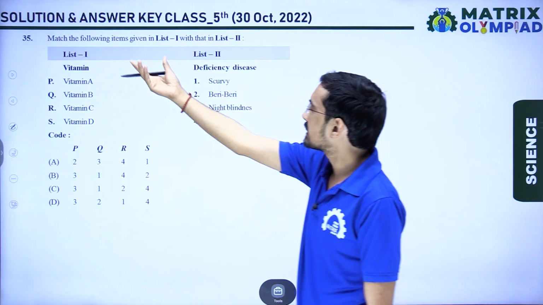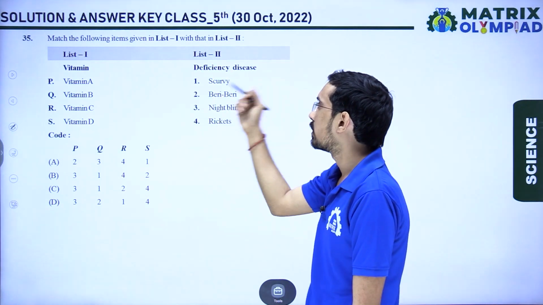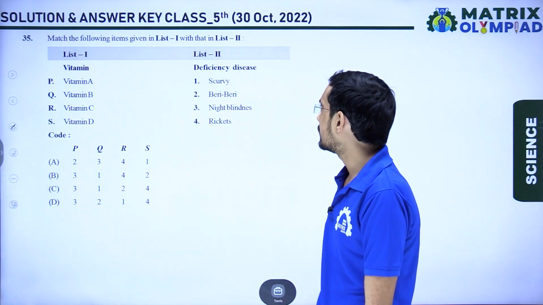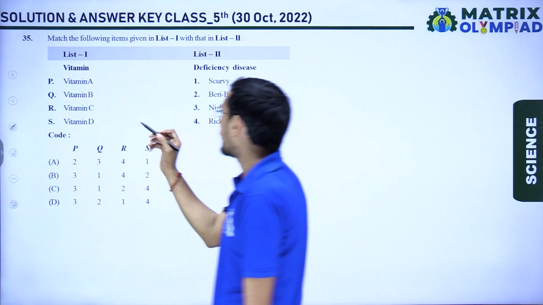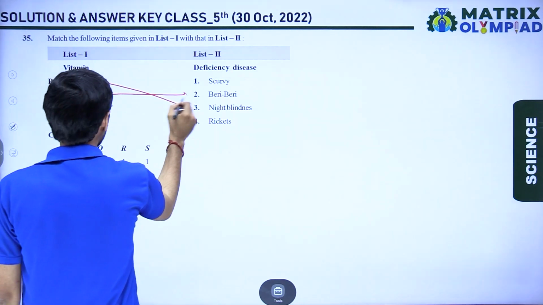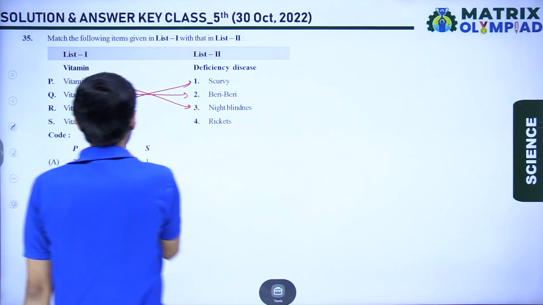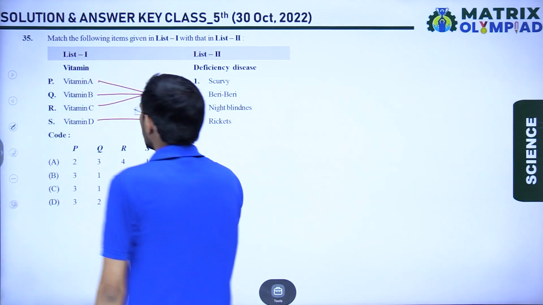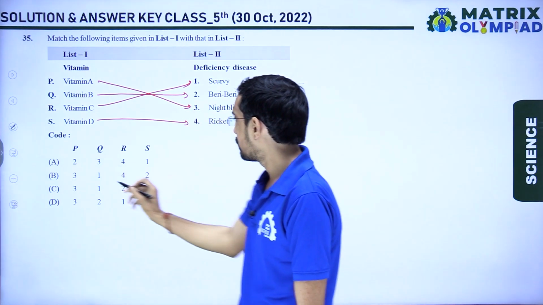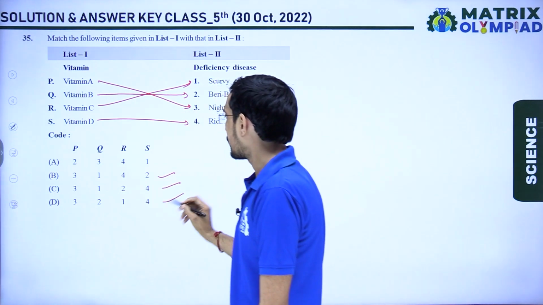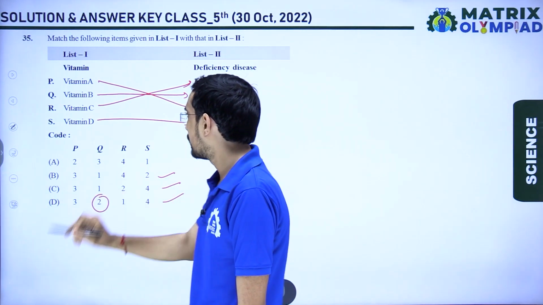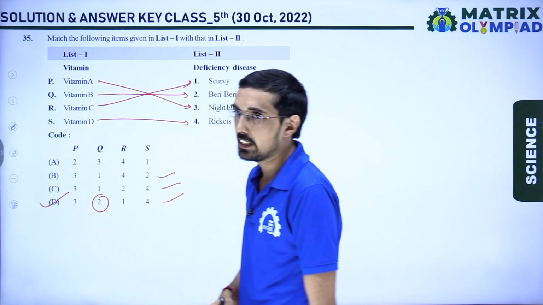Next question. Match the following items in list 1 and list 2. In list 1, vitamins are given, and in the second, deficiency diseases are given. First is vitamin A causes night blindness. Vitamin B causes beriberi. Vitamin C causes scurvy. And vitamin D causes rickets. Now move to the options. P resembles the third. P resembles in 3 options. Now move to the second. B resembles in second. It is given only in 1 option. So the most appropriate answer will be D.